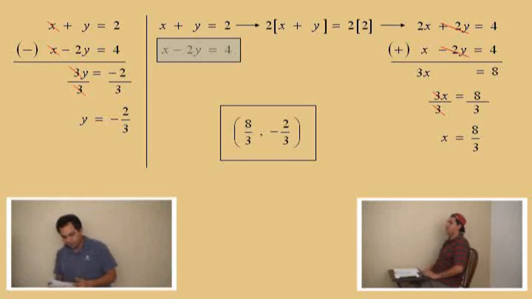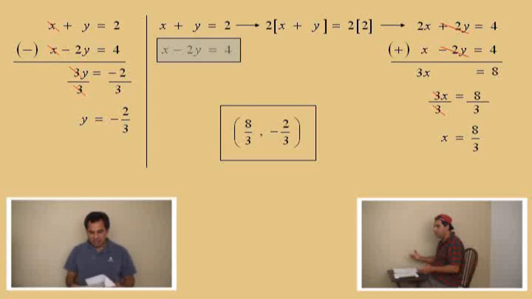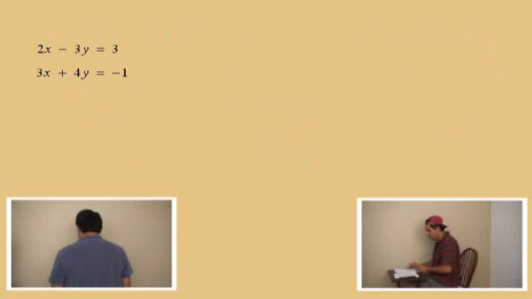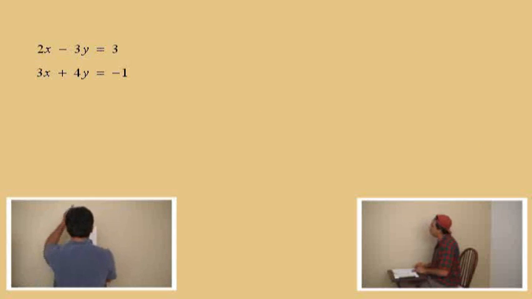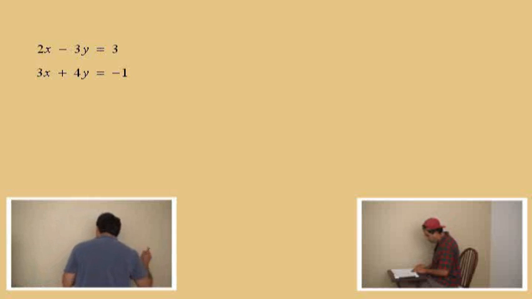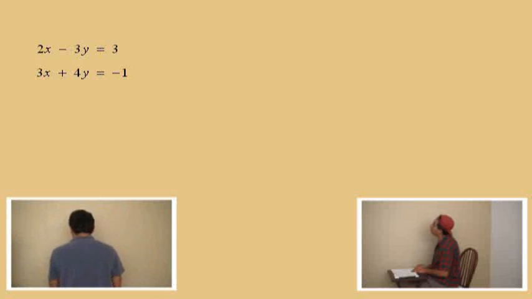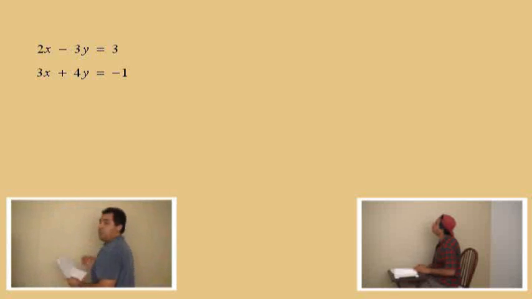Now, that was a relatively simple problem. Let's step it up a bit. Let's go to another problem here: 2x - 3y = 3, and 3x + 4y = -1. Now, in this case, notice it's not set up very nicely in that we just can't add or subtract the equations right off the bat, because nothing will get eliminated.